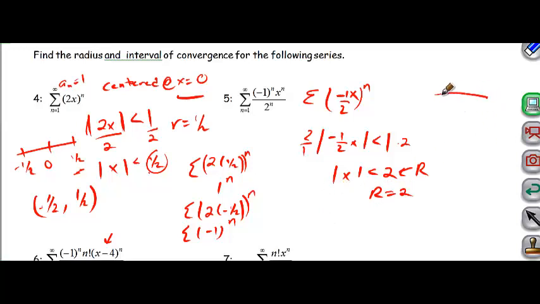So on the number line, we've got no plus or minus. So my number in the middle is 0, but the radius is 2. So we go 2 to the right, 2 to the left. And now we've got to check our endpoints. Now, if I plug in 2, I end up getting the 2.5 to cancel out, and I get negative 1 to the n, which just like we saw here, doesn't converge. If I plug in negative 2, I get positive 1 to the n, which also doesn't converge. So my endpoints are just parentheses negative 2 to 2.